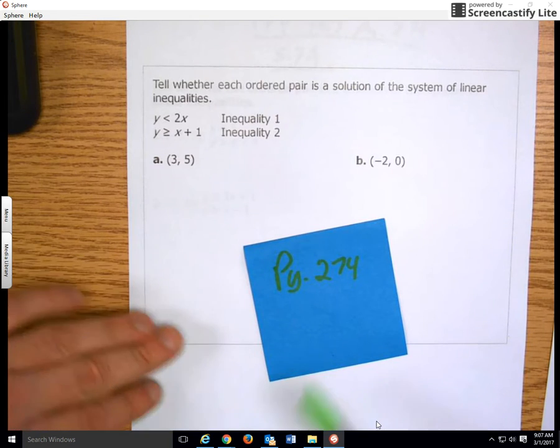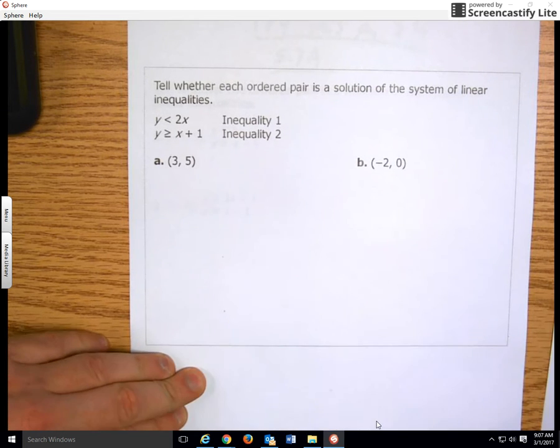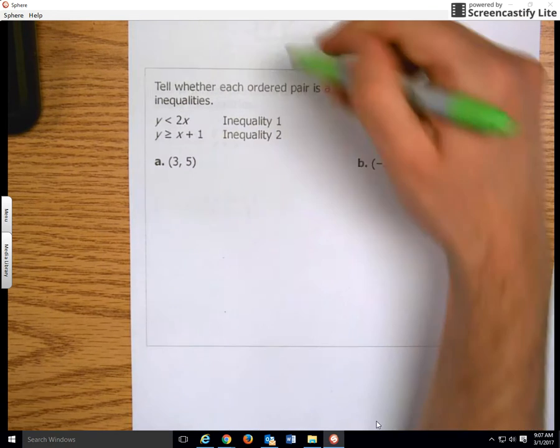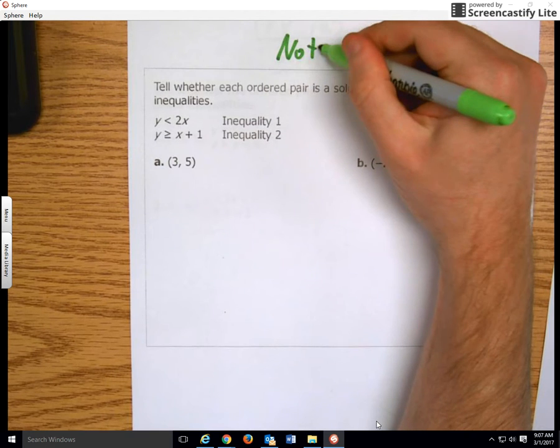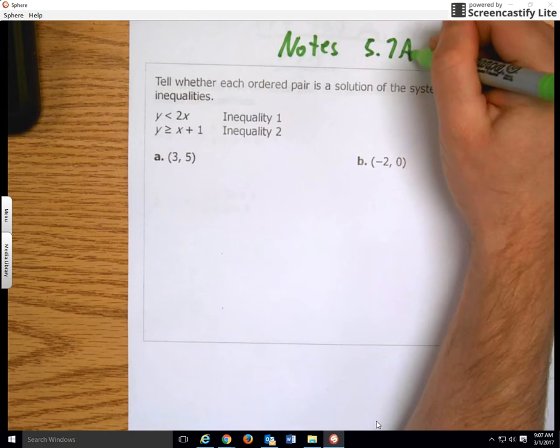If you want to follow along in the textbook, it's on page 274. So look at the instructions. It's saying, tell whether each ordered pair is a solution of the system of linear inequalities. I do want you to take notes on this and label it 5.7a notes.